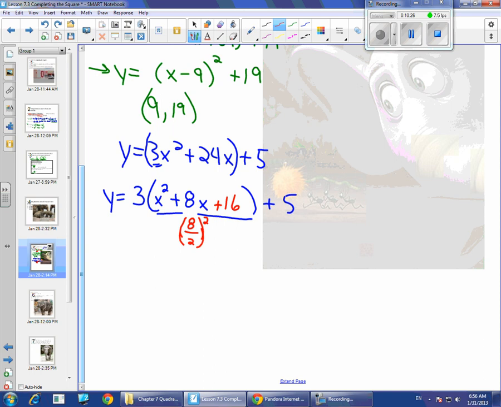Okay, so again, I can't just randomly add 16 onto one side. I'm also going to have to subtract 16. Ooh, wait, I didn't technically add on 16. I technically added on 3 times 16. So what did I add on total?